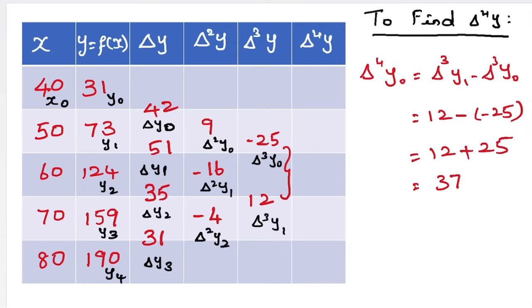Next, to find delta power 4 y. Delta power 4 y0 is equal to delta cube y1 minus delta cube y0, that is equal to 12 minus of minus 25, that is equal to 37.